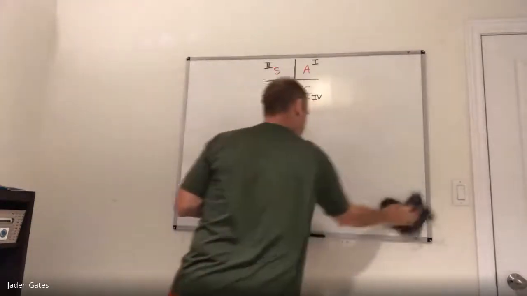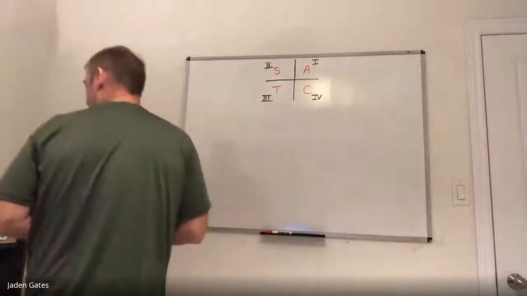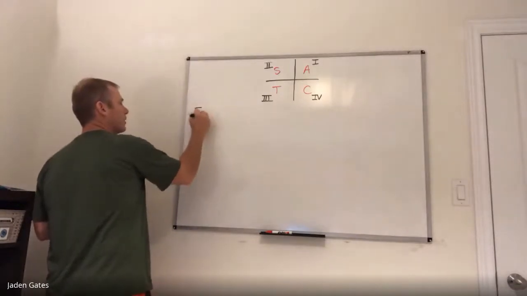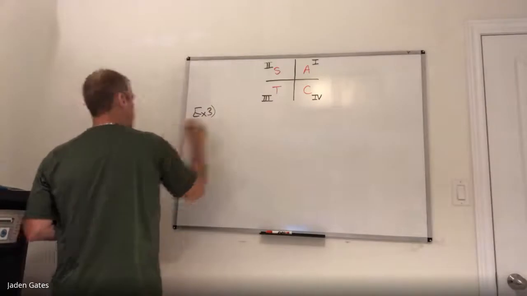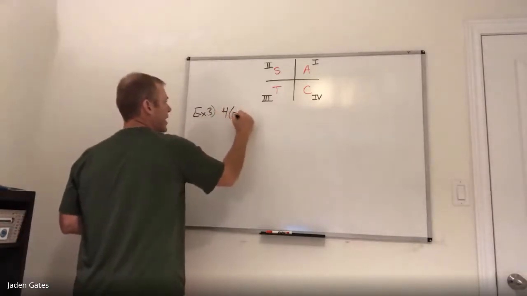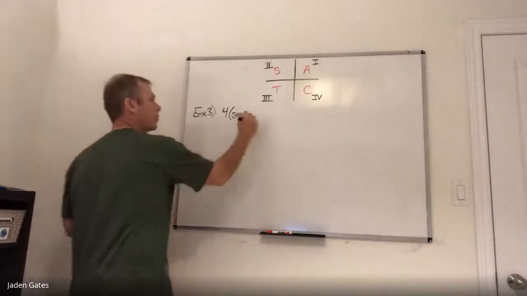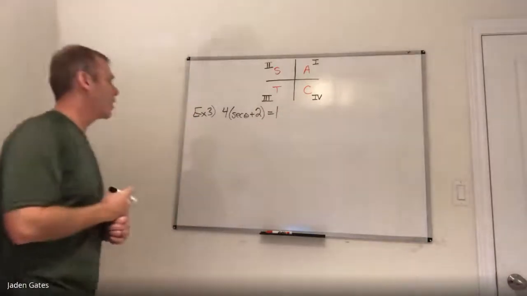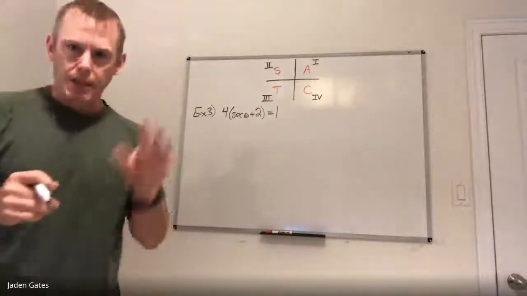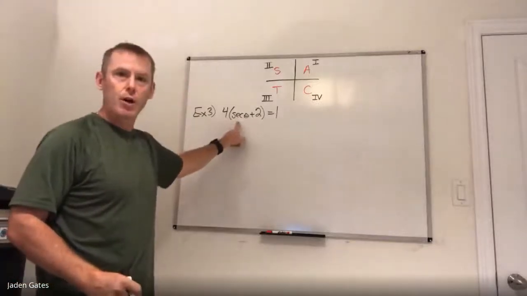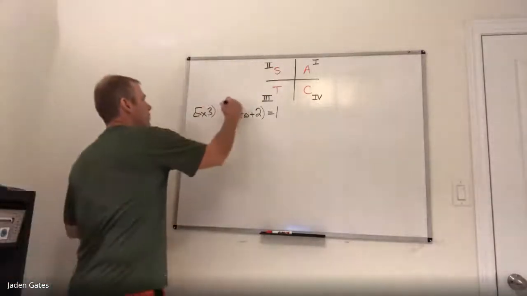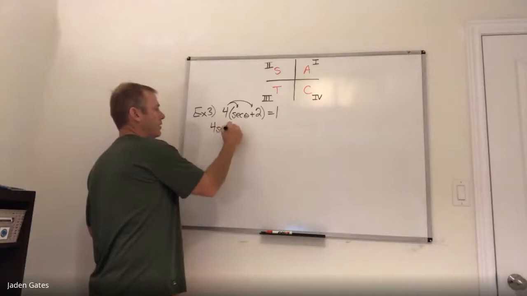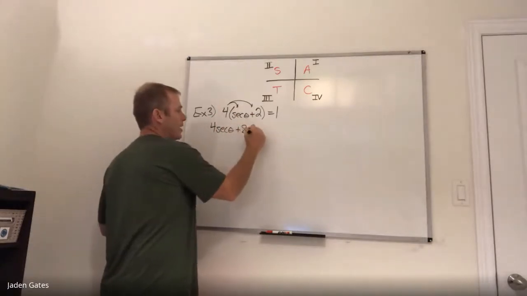All right, so example 3. Again, just mixing it up from what we've been doing, where we're going to be solving 4 in brackets secant theta, which was one of our reciprocal functions, plus 2 equals 1. All right. So again, what I want to do is get this trigonometric function by itself. I have to do a little rainbow rule first here. I'm going to multiply the 4 out, so that I have 4 secant theta plus 8 equals 1.